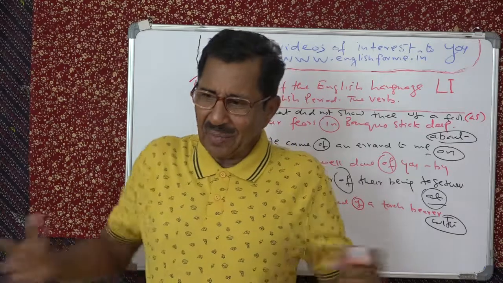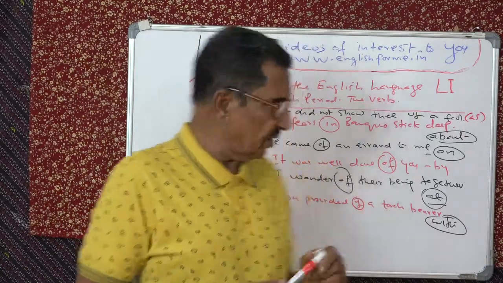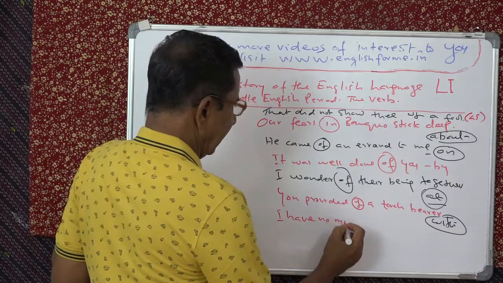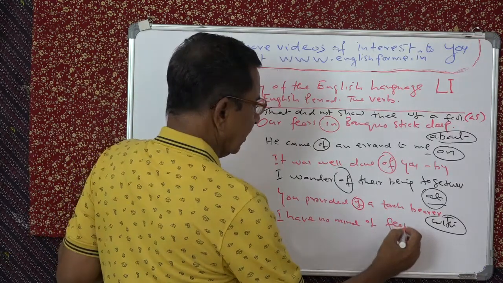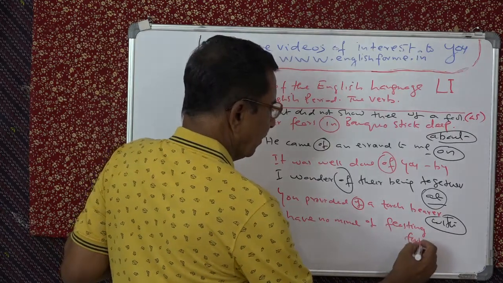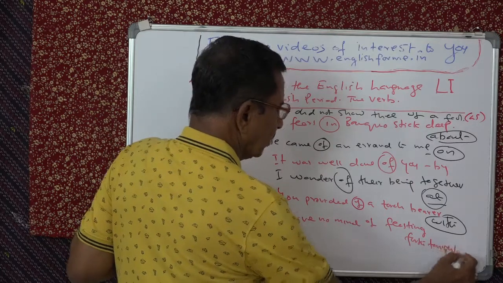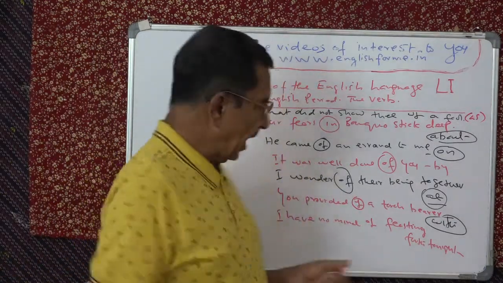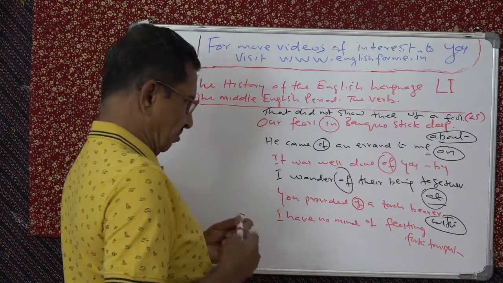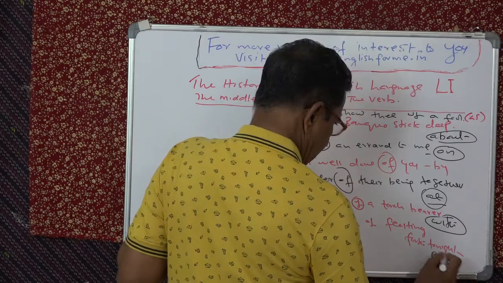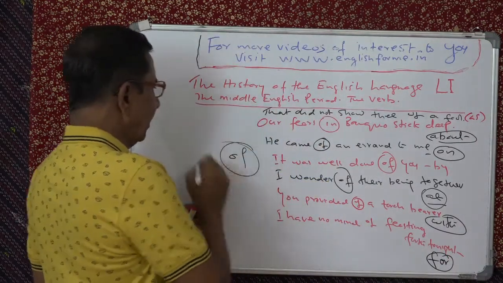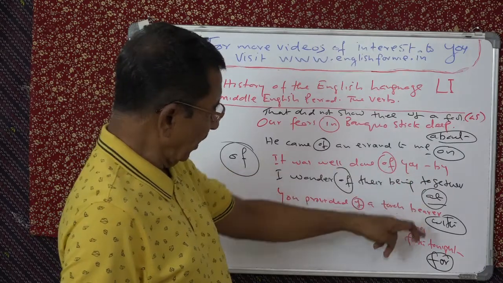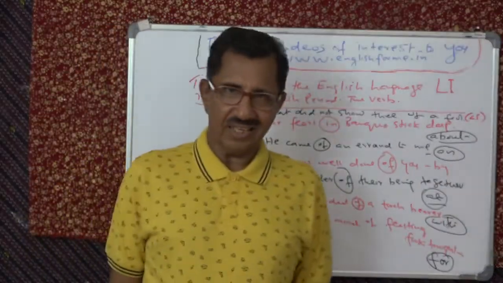I have no mind of feasting forth tonight. So what is the preposition that we will use? I have no mind for. So you can see a single preposition of used for how many? 1, 2, 3, 4, 5, 6. That's what Shakespeare did.